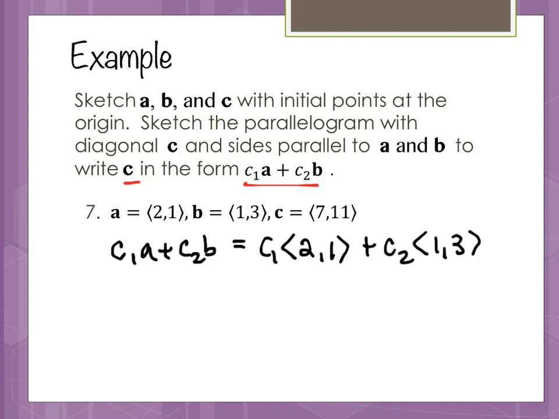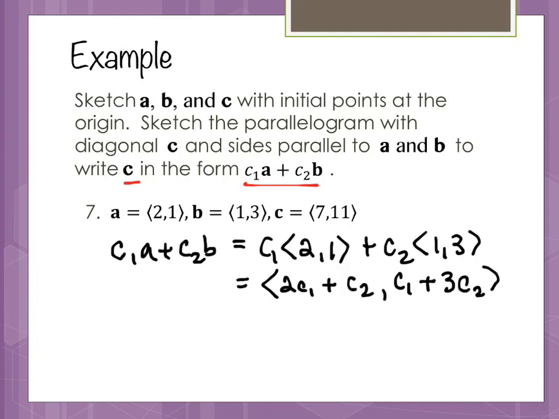You can distribute the C1 through. You can add the pieces together. All of that's just fine. If we do that, in fact, I think I'll show that. Why not? We're going to have 2 times C1 plus 1 times C2. And then 1 times C1, which would be C1, plus 3 times C2, which would be 3C2.